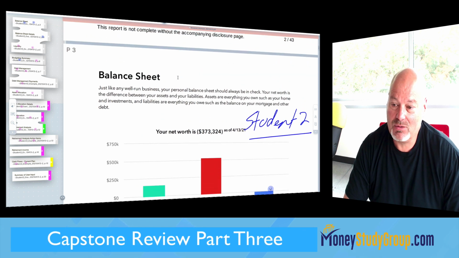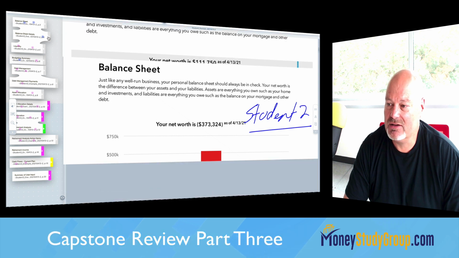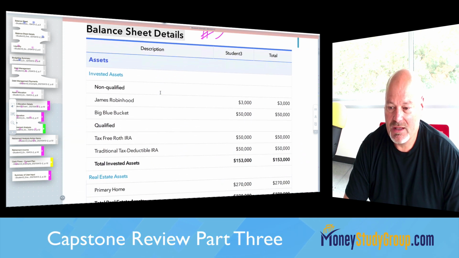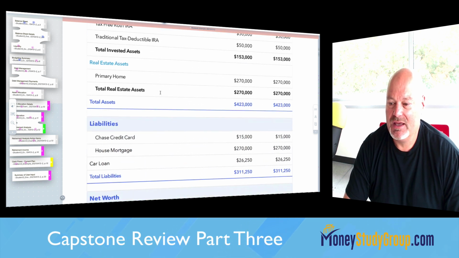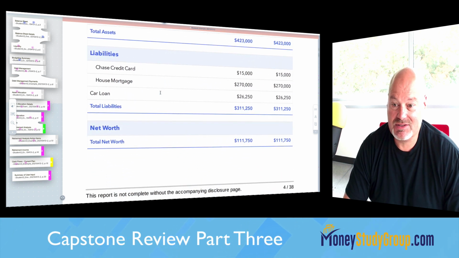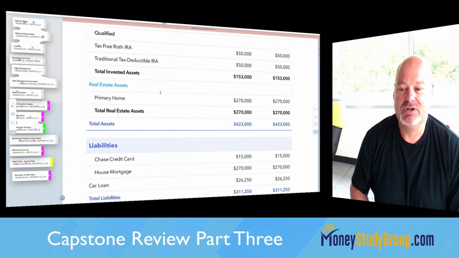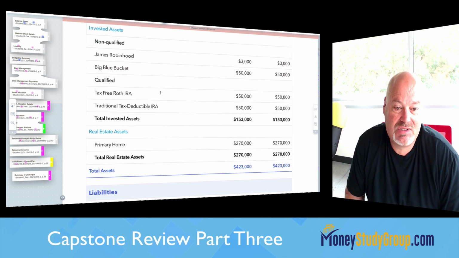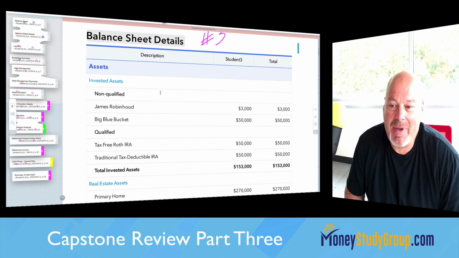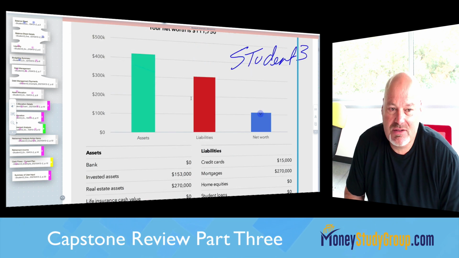So that's the balance sheet. We get into the balance sheet details, and let's see. Again, this just unpacks where your assets are, and so that's that section of your plan. You don't necessarily need to give me this in your capstone assignment, but this is where you can jump in and see if something's out of whack. The balance sheet details for student number 3. Let's look and see. Here's student number 3, I guess.